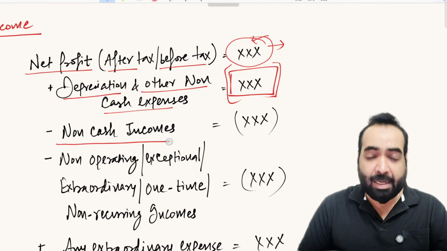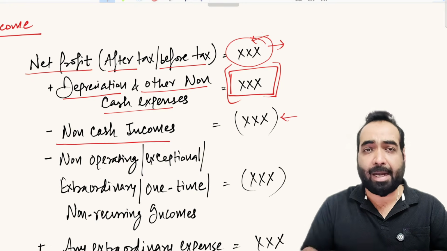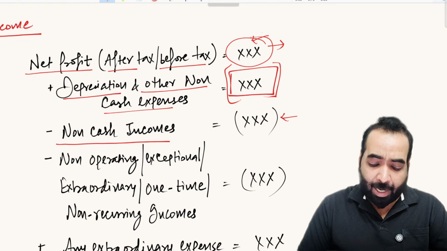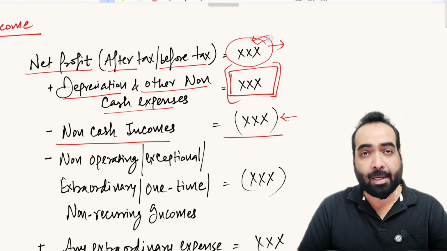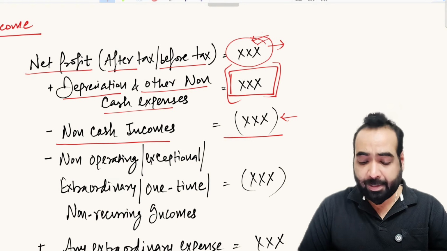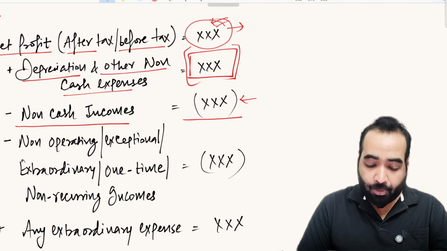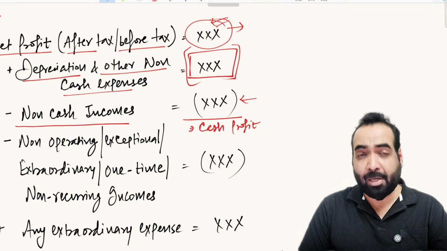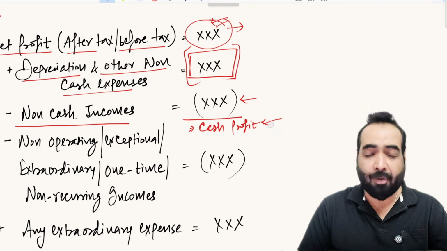Similarly, if there is any income which is not earned in cash, which is basically a credit entry only, any write-off, any provisions written back, right? So any non-cash incomes you deduct from here because they are already added in the net profit. You want to nullify their effect, so you deduct that non-operating, non-cash income. So the balance you get is your cash profit. Since you have eliminated the impact of non-cash expenses and incomes, you have got the figure of cash profit in the business, right?